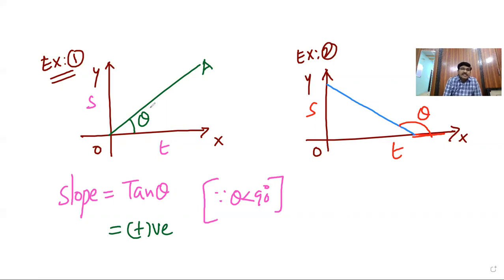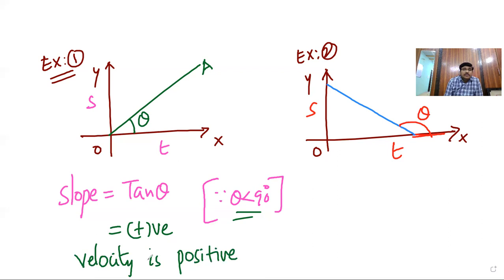Slope is tangent of this theta, and theta is less than 90 degrees. So as long as theta is less than 90 degrees, tan theta is always positive. When tan theta is positive, that means slope is positive, and velocity is also positive, because the slope of the S-T graph is velocity. Be careful about this. Clear?